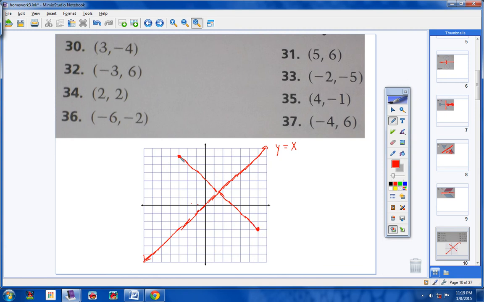Okay? So if this point here is (-3, 6), then I know this point here should have a 6 and a 3 in it. Let's see. 1, 2, 3, 4, 5, 6. 1, 2, 3. So (6, -3). Okay? We're moving right along, guys. It's just not that difficult. Okay? Alright, moving on to number 33.